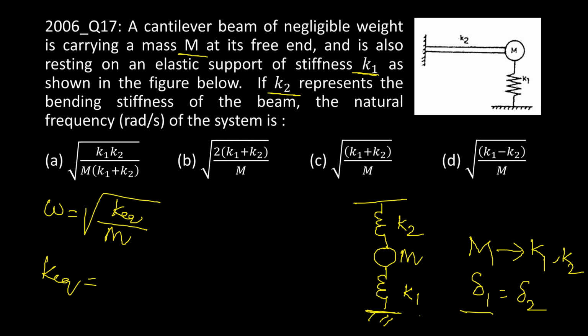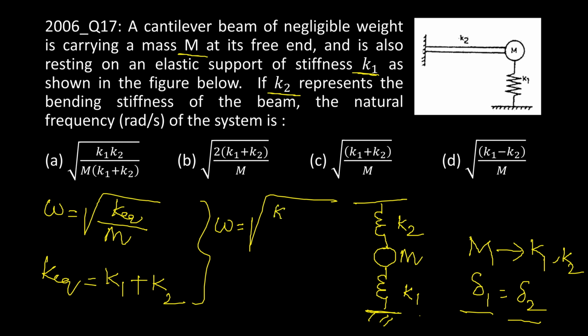So delta 1 is equal to delta 2. Now for parallel arrangement, equivalent stiffness is equal to the summation of all the stiffnesses in the system. Therefore K1 plus K2 is equal to the equivalent stiffness of the system. Now omega is equal to the square root of, substituting K equivalent in the equation yields, K1 plus K2 over mass of the system m. So the correct answer is option C, K1 plus K2 by m.